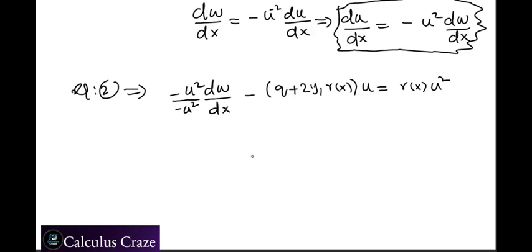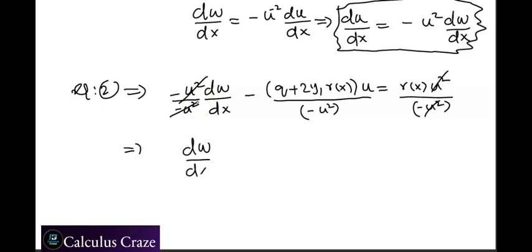So when you divide all of this by minus u square, this will get cancelled with this, and this will get cancelled with this. So we are left with the derivative of w with respect to x. This minus and minus is going to be plus q, so this q is a function of x, you must know this, plus 2y1 r, so r is also a function of x, u to the power minus 1, by simplifying equals to r of x, but with this minus sign.